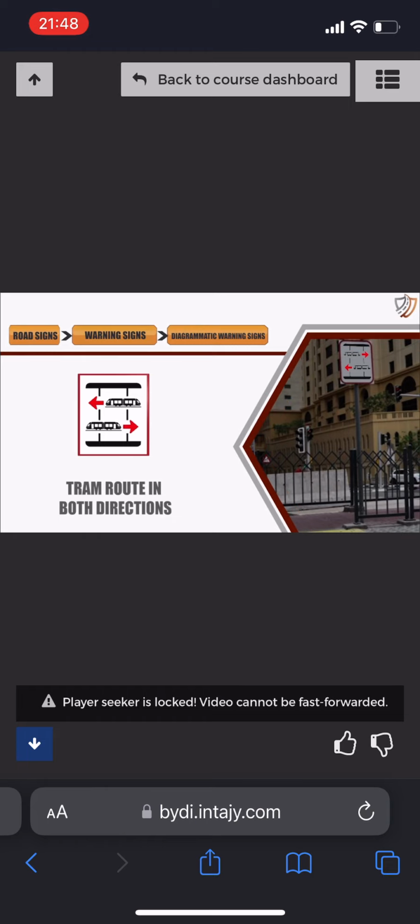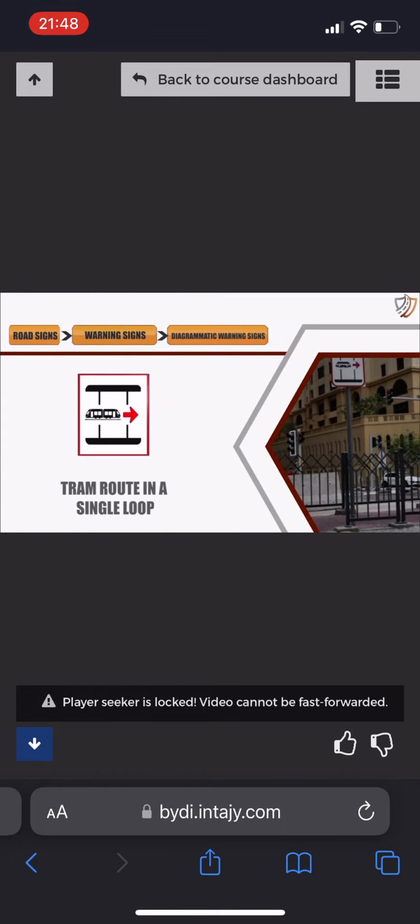Tram route in both directions. This sign warns pedestrians that they are about to cross a tram track. They must look in both directions, to right and left, to ensure that no tram is approaching before crossing the tram route. Tram route in single direction. This sign warns pedestrians that they are about to cross a tram track which is traveling in a single direction. The indicated arrows show the direction of travel, so pedestrians must ensure that no tram is approaching before crossing the tram route.